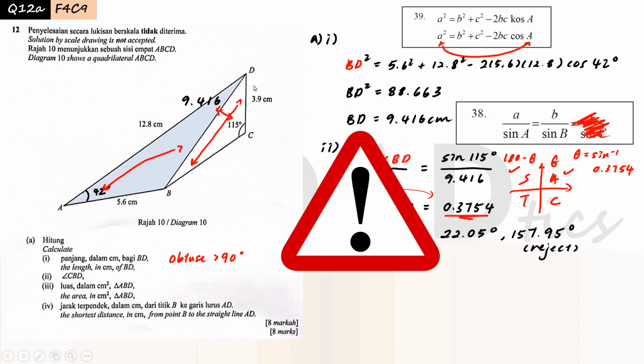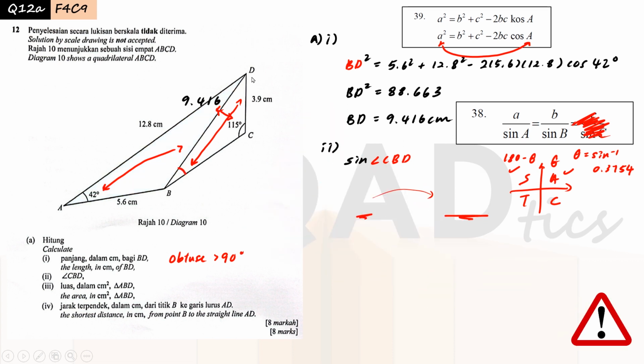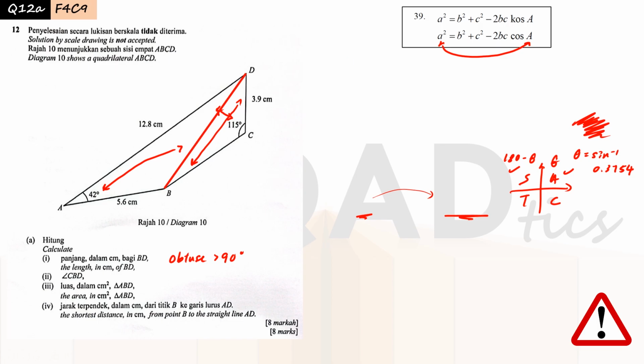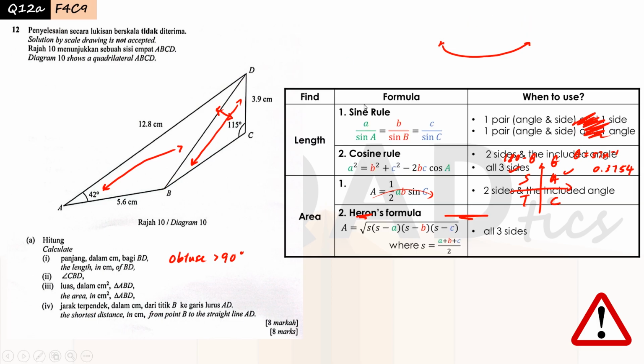Okay, so I give you all a tip here because let me go back to the formula table. If you focus on the formula for finding areas, we have two. One is the normal formula that we use all the time, and the other one is Heron's formula. So Heron's formula, we do not need to use angles, but for the first formula we need. In this triangle we have an angle here, so why not just use the first one?